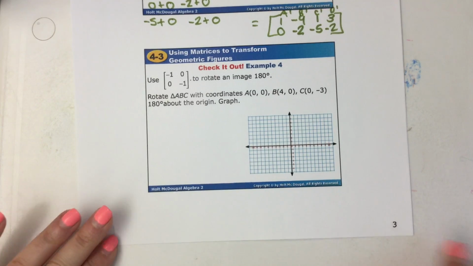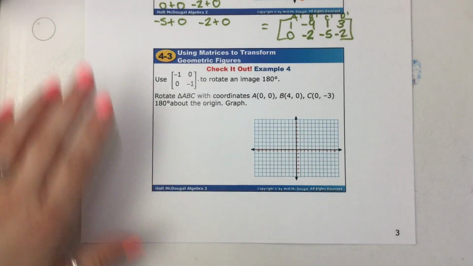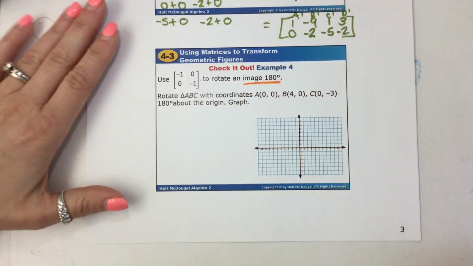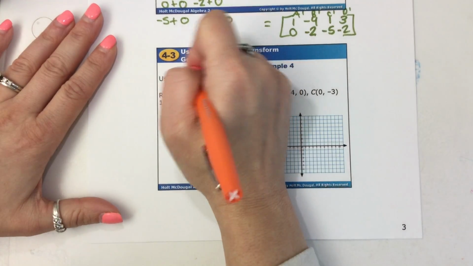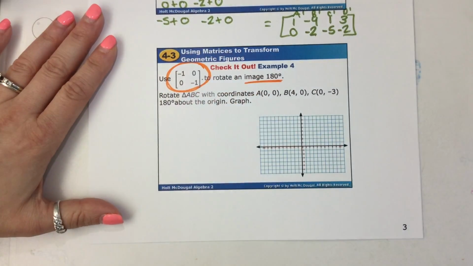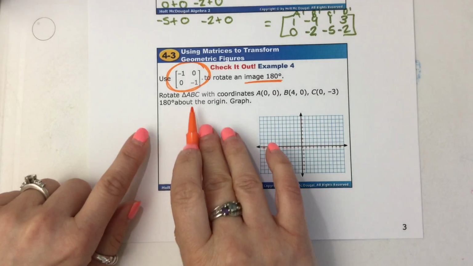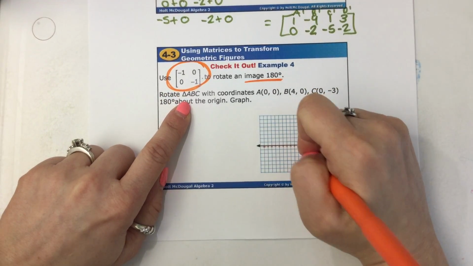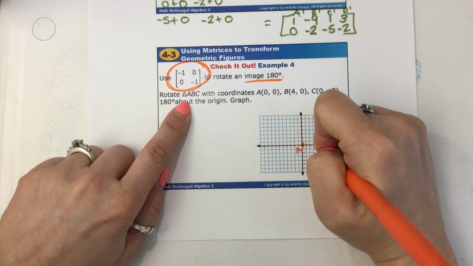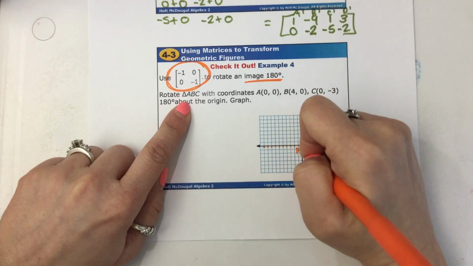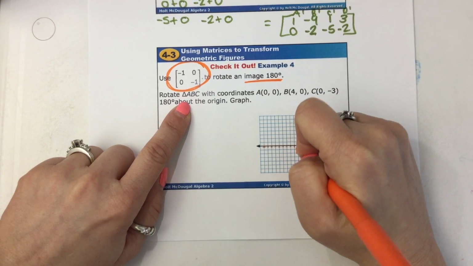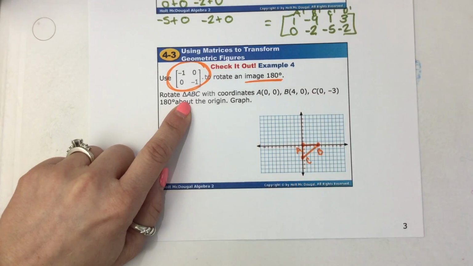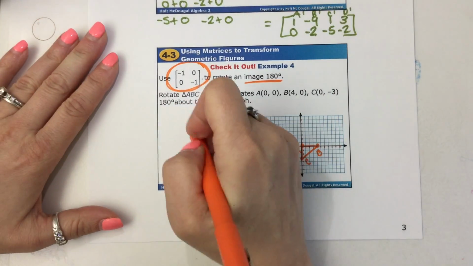Last transformation, and we are done with this section. If you want to rotate something 180 degrees, you would multiply by this matrix. So we're going back to a triangle. A is at 0, 0. B is at 4, 0. C is at 0, negative 3. So here's the shape that we want to rotate 180 degrees.